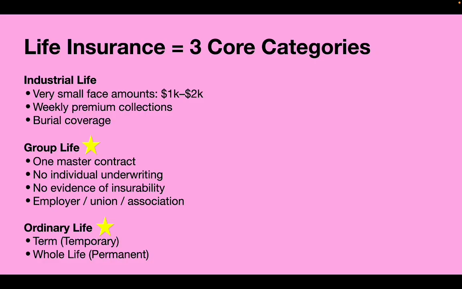Group life insurance works differently. It provides coverage under one master contract for a group, such as employees in a company or members of a union. Individual underwriting is not required, and evidence of insurability is not needed. This makes group life convenient for organizations that want to provide protection to many people at once.